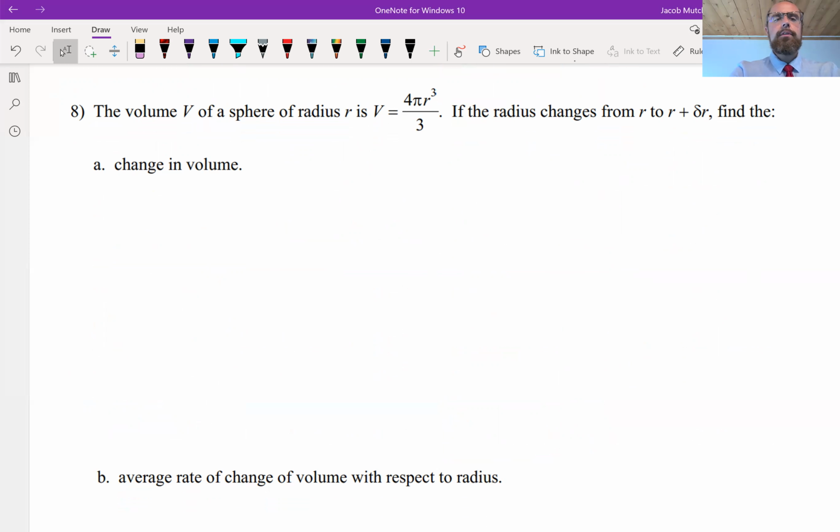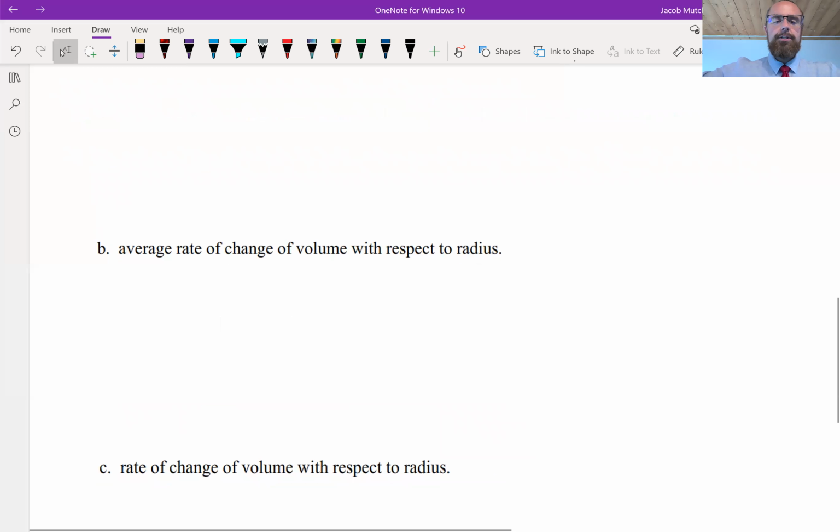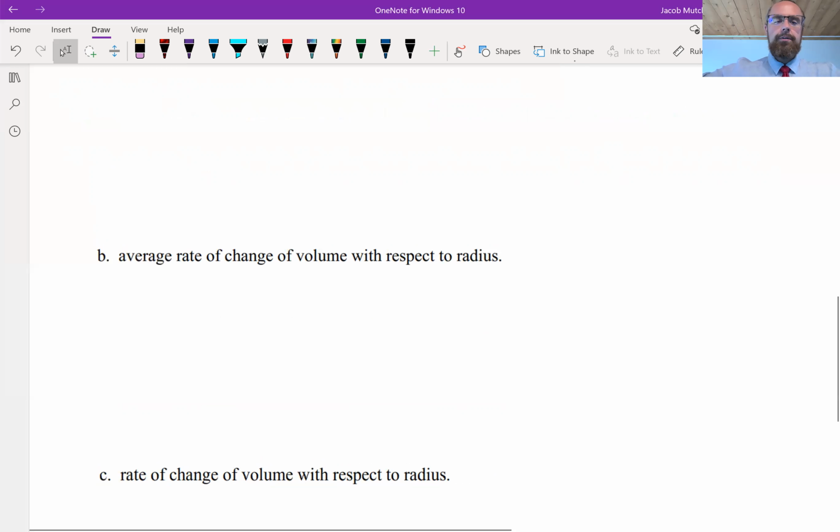Here we're considering the volume V of a sphere of radius r, and that's this function V equals 4 pi r cubed over 3, that famous volume formula for a sphere that we attribute to Archimedes. If the radius changes from r to r plus delta r, find A, the change in volume, B, the average rate of change of volume with respect to radius, and C, the rate of change of volume with respect to radius.